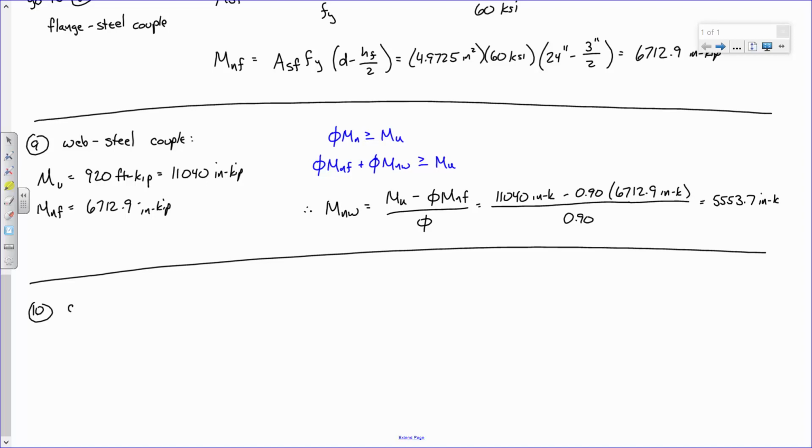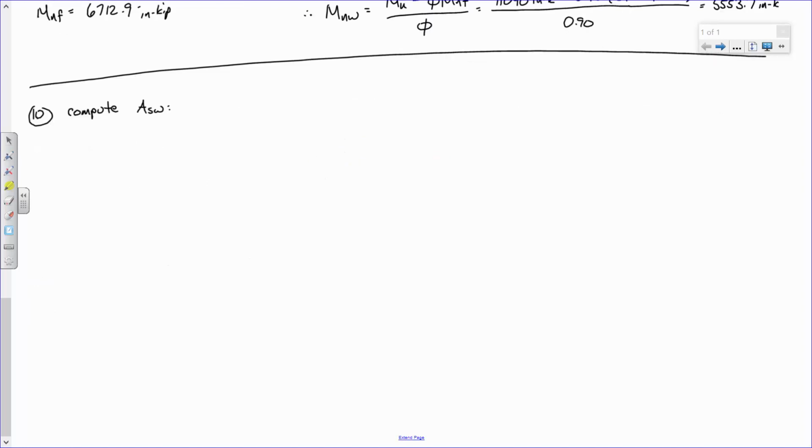So now we can compute the amount of steel required for that couple. And now, how do we do that? Well, we end up using rho BD. We have to compute another rho value. Now, I want to show you what I'm doing here with this rho value because it's pretty straightforward. Rho required. And I'm computing a rho for the web couple. All right?